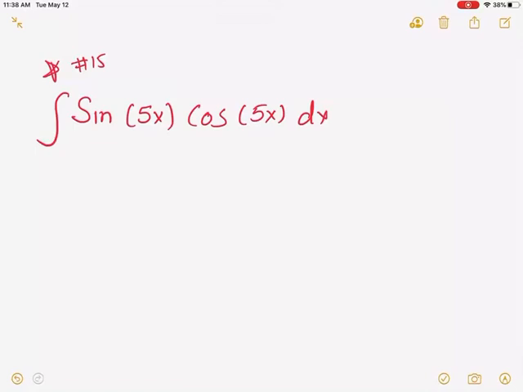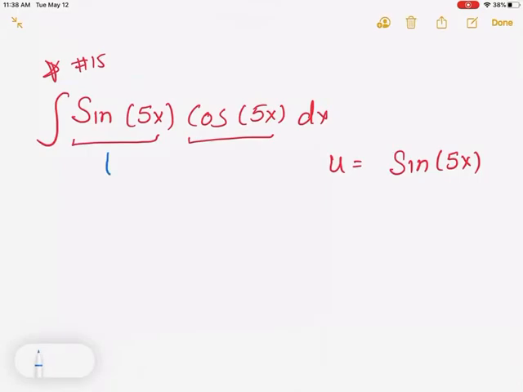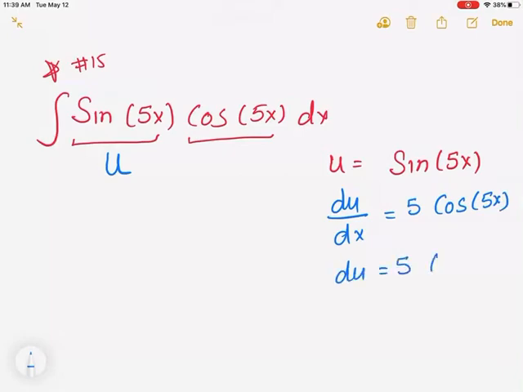For a problem like this, since both of these expressions have the same exponents, which one should we make equal to u? It doesn't matter. You can pick either and set it equal to u. So I'm just going to take the sine function and set it equal to u. Let's take the derivative. The derivative of sine of 5x is 5 cosine of 5x. So this is what I have so far.